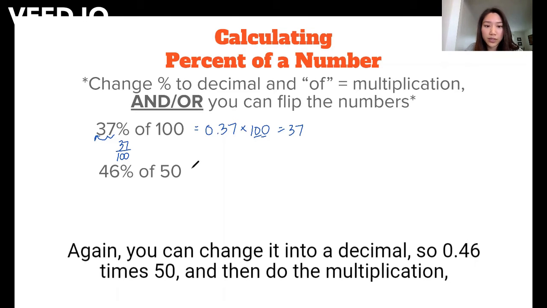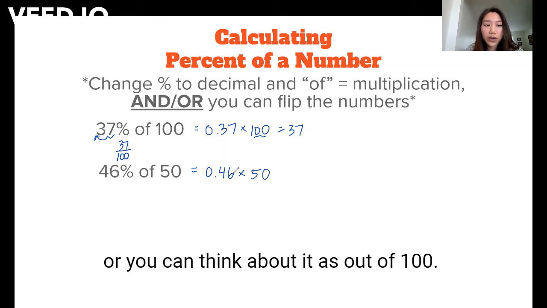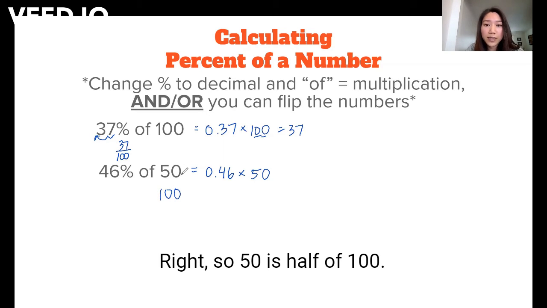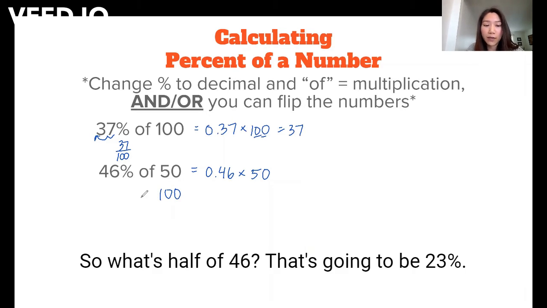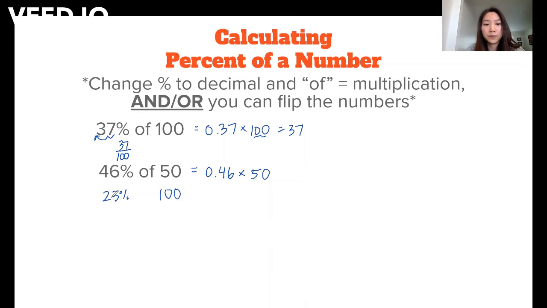Again, you can change it into a decimal. So 0.46 times 50, and then do the multiplication. Or you can think about it as out of 100, right? So 50 is half of 100. So what's half of 46? That's going to be 23% of 100.